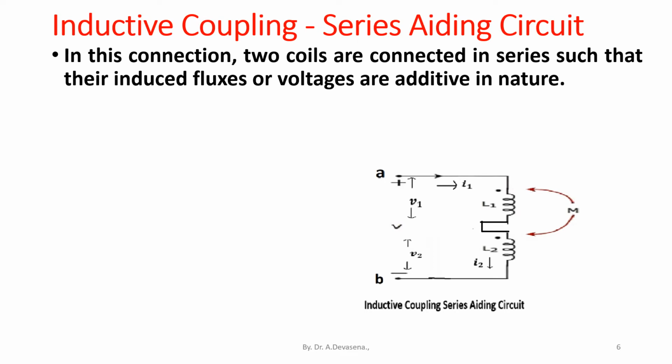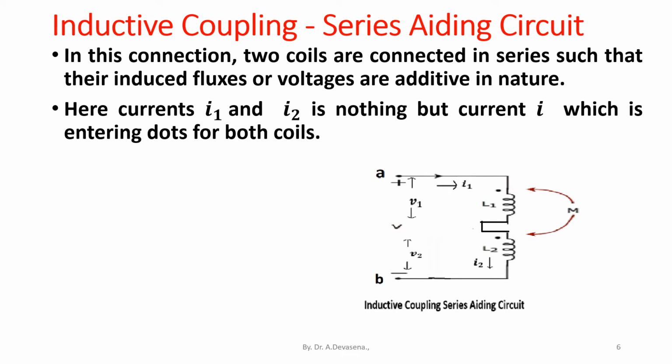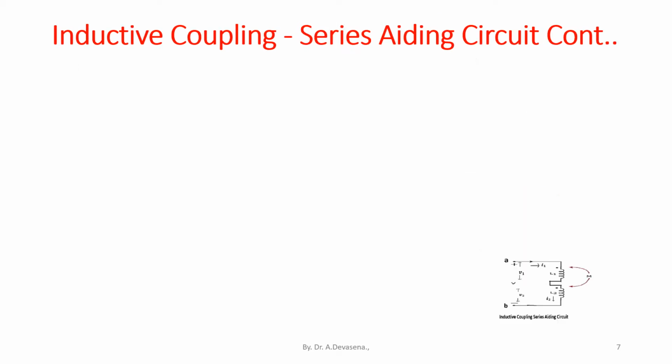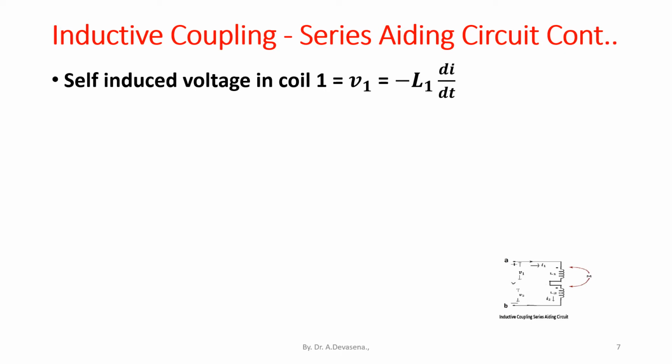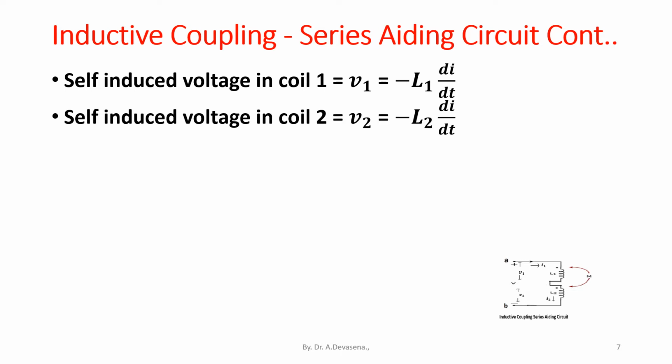In this connection, two coils are connected in series such that their induced fluxes or voltages are additive in nature. Here, currents I1 and I2 are nothing but current I, which is entering dots for both coils. This is indicated in this diagram. Self-induced voltage in coil 1 is V1, equal to minus L1 di by dt. Self-induced voltage in coil 2 is V2, its value is equal to minus L2 di by dt.